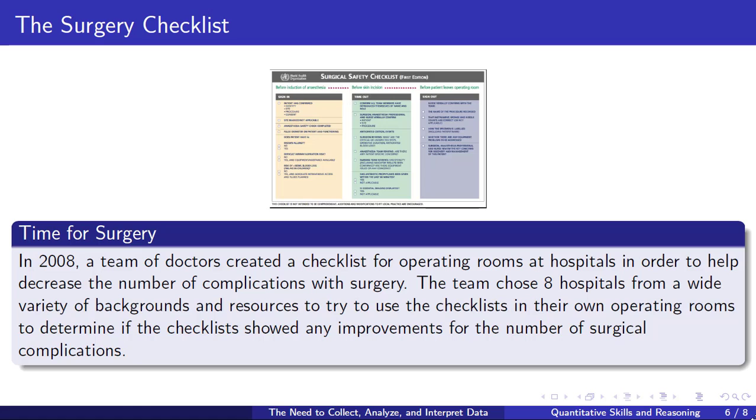So we had a hospital from Jordan, a hospital from India, a hospital from the U.S., a hospital from England, Canada, the Philippines, Tanzania, and New Zealand. So they were trying to find a sample from a wide variety of those backgrounds. And they wanted to see if just implementing this checklist showed any improvements for the number of surgical complications. So let's take a look a little bit further.